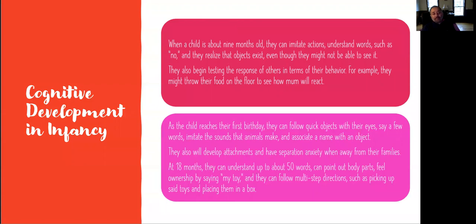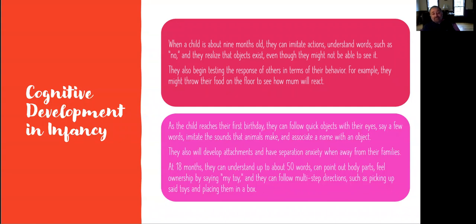When a child is about 9 months old, they can imitate actions, understand words such as no, and they realize that the object actually exists, even though they might not be able to see it. They are also able to begin testing the response of others in terms of their own behavior. For example, they might throw their food on the floor to see how mom will react. So they start doing that as they reach 9 months old.